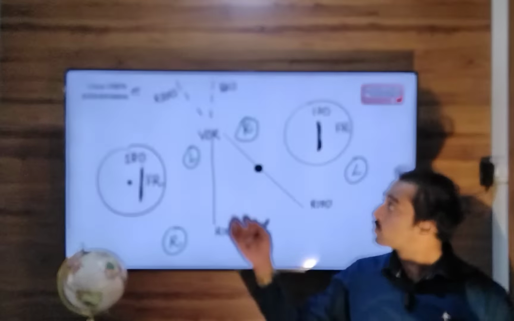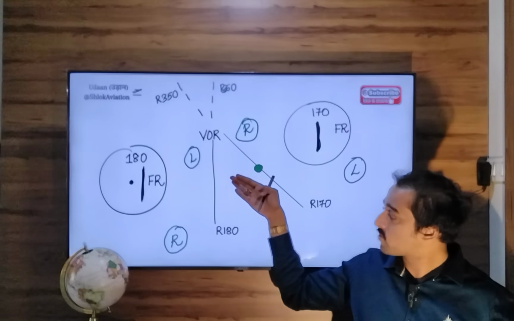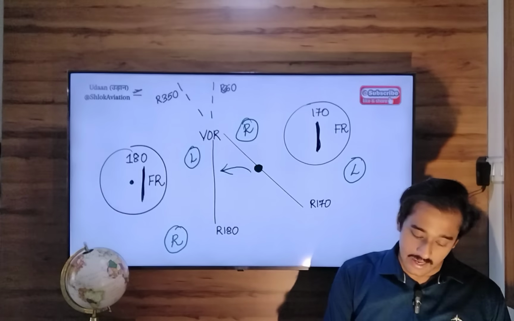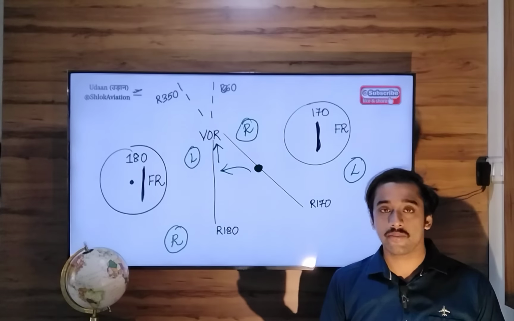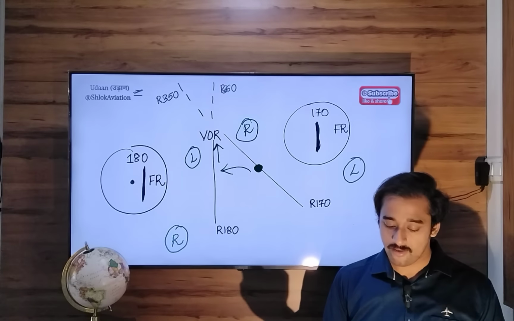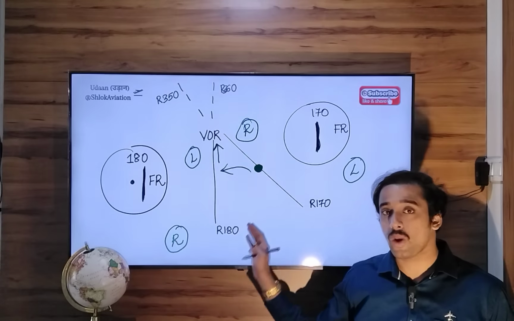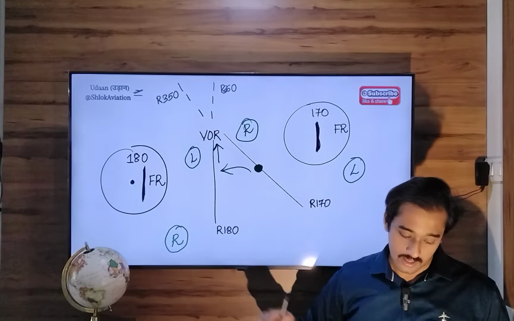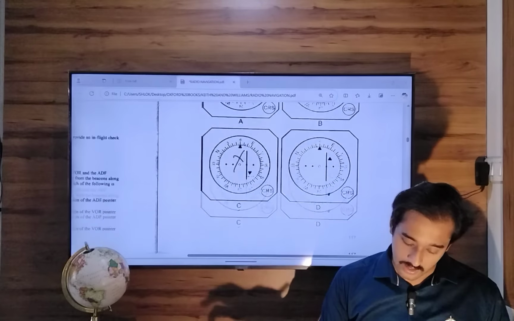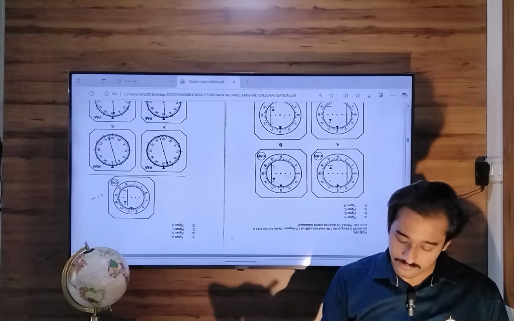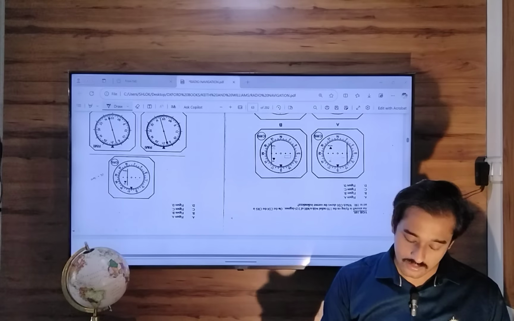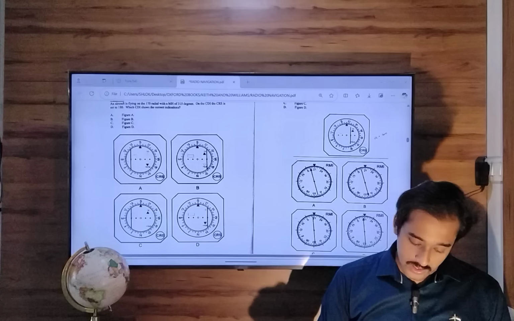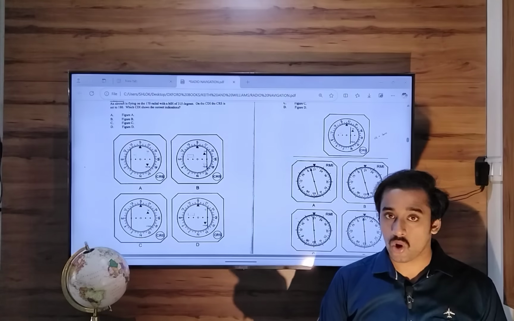So in order to go to radial 360, you will have to first go on radial 180, so left turn, and then track radial 180 inbound. But now we have not put 360, we have put 180. So we have got a FROM indication with a right hand deflection. So let's check the options here. The correct option will be a FROM indicator.